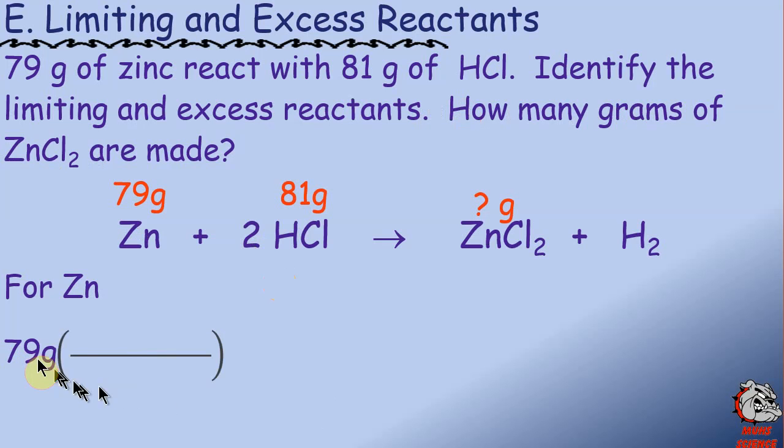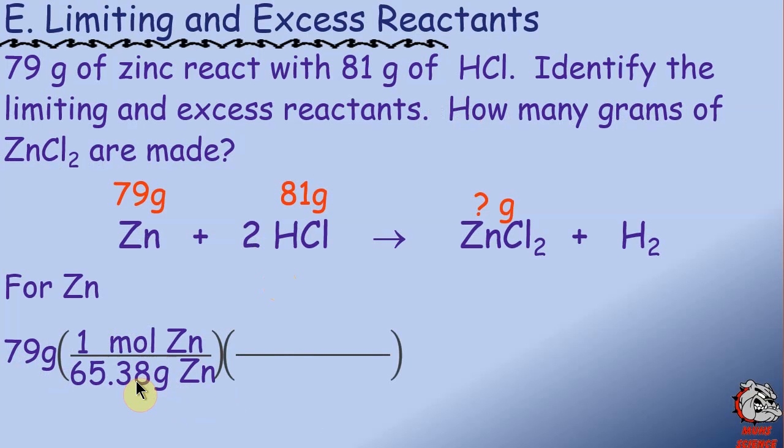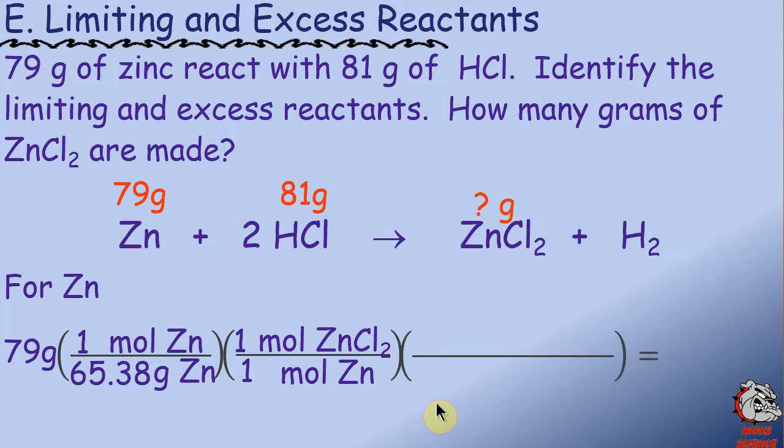So for zinc, I start with 79 grams, grams to the bottom, moles on top. Whenever we have a mole to gram ratio, it's always 1 mole to whatever our atomic weight is. In this case, it's just zinc, an element, so I put that in. Now I've got moles of zinc on top, so moles of zinc go on the bottom. And I need moles of zinc chloride, because I'm comparing zinc to the zinc chloride. In this relationship, it looks like a 1-to-1 ratio, so that's easy to do. Moles of zinc cancel out, and we're left with moles of zinc chloride on top.